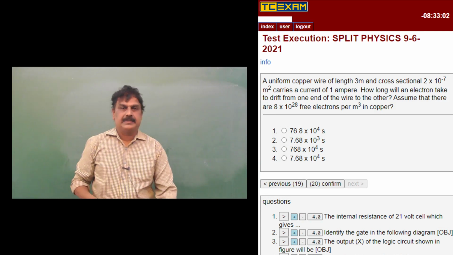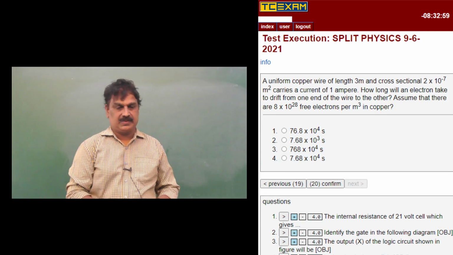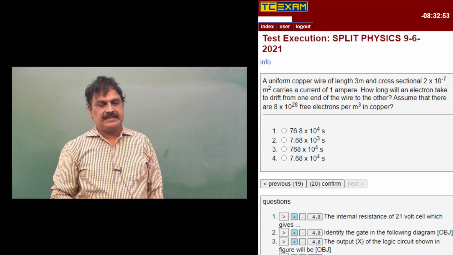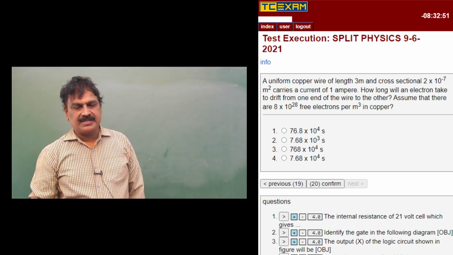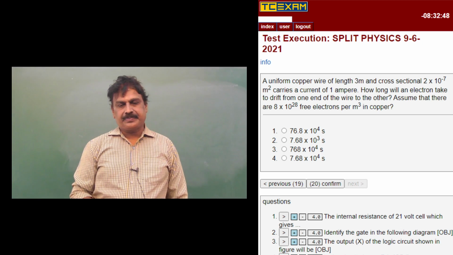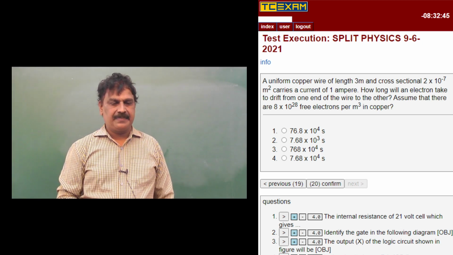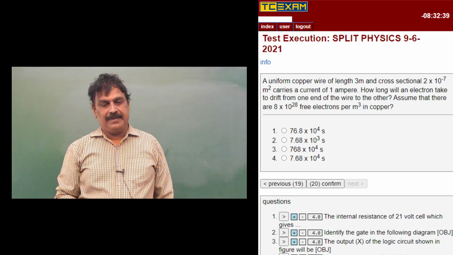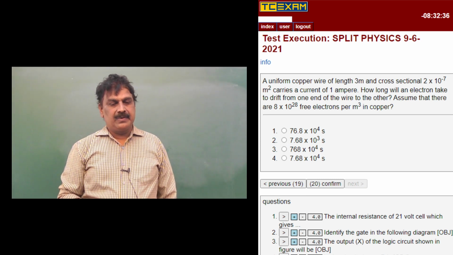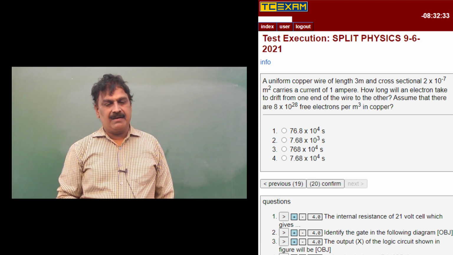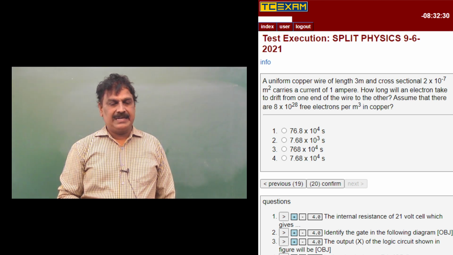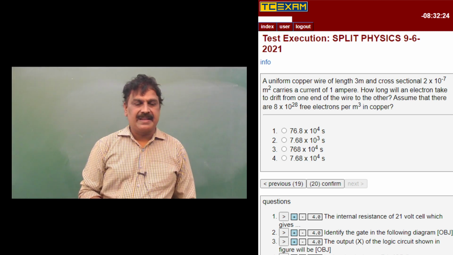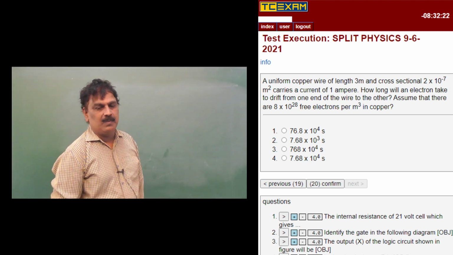Now the next question, in fact the last question: a uniform copper wire of length 3 meter and cross sectional area 2 into 10 power minus 7 meter square carries a current of 1 ampere. How long will an electron take to drift from one end of the wire to the other? Assume that there are 8 into 10 raised to the power of 28 free electrons per meter cube in copper.